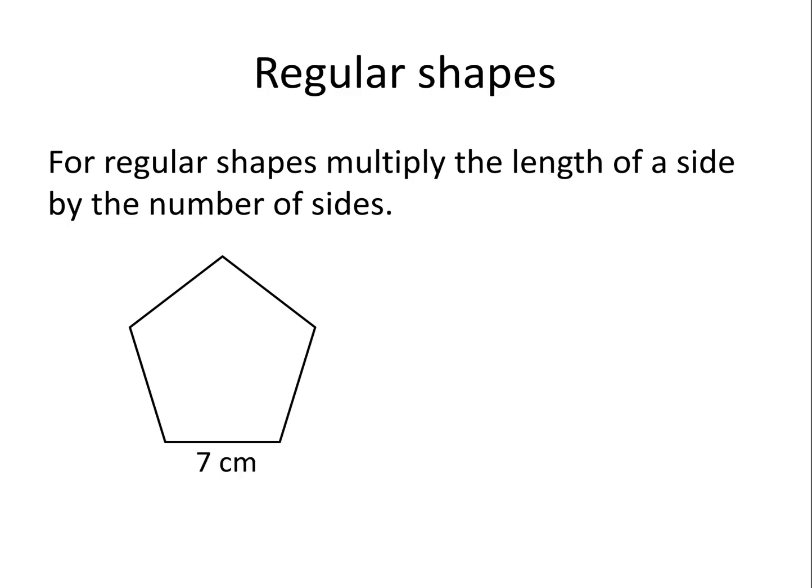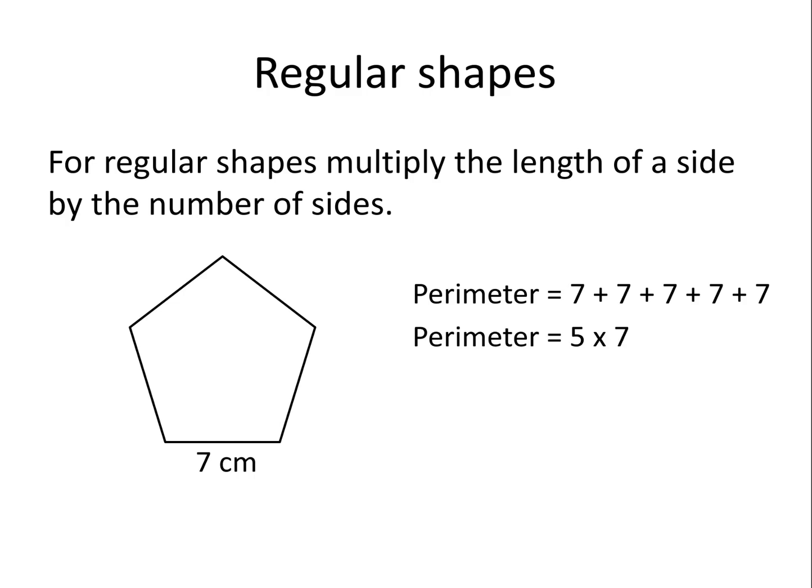Let's look at this pentagon. I have a pentagon of 7 centimetres, so my perimeter will be 5 lots of 7: 7 plus 7 plus 7 plus 7 plus 7. I'm adding up all the sides. But that's 5 lots of 7, which is the same as 5 times 7. That gives me a perimeter of 35 centimetres.